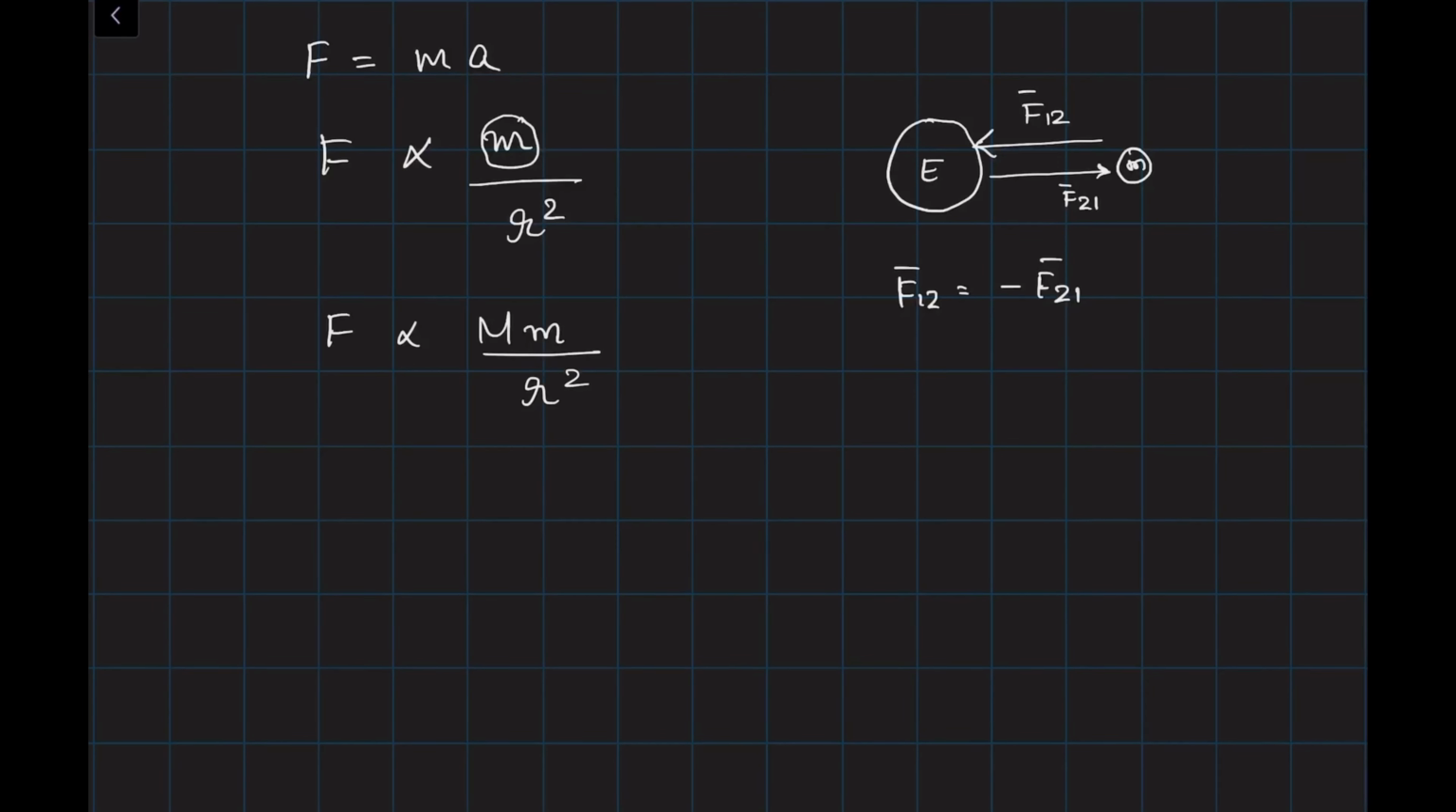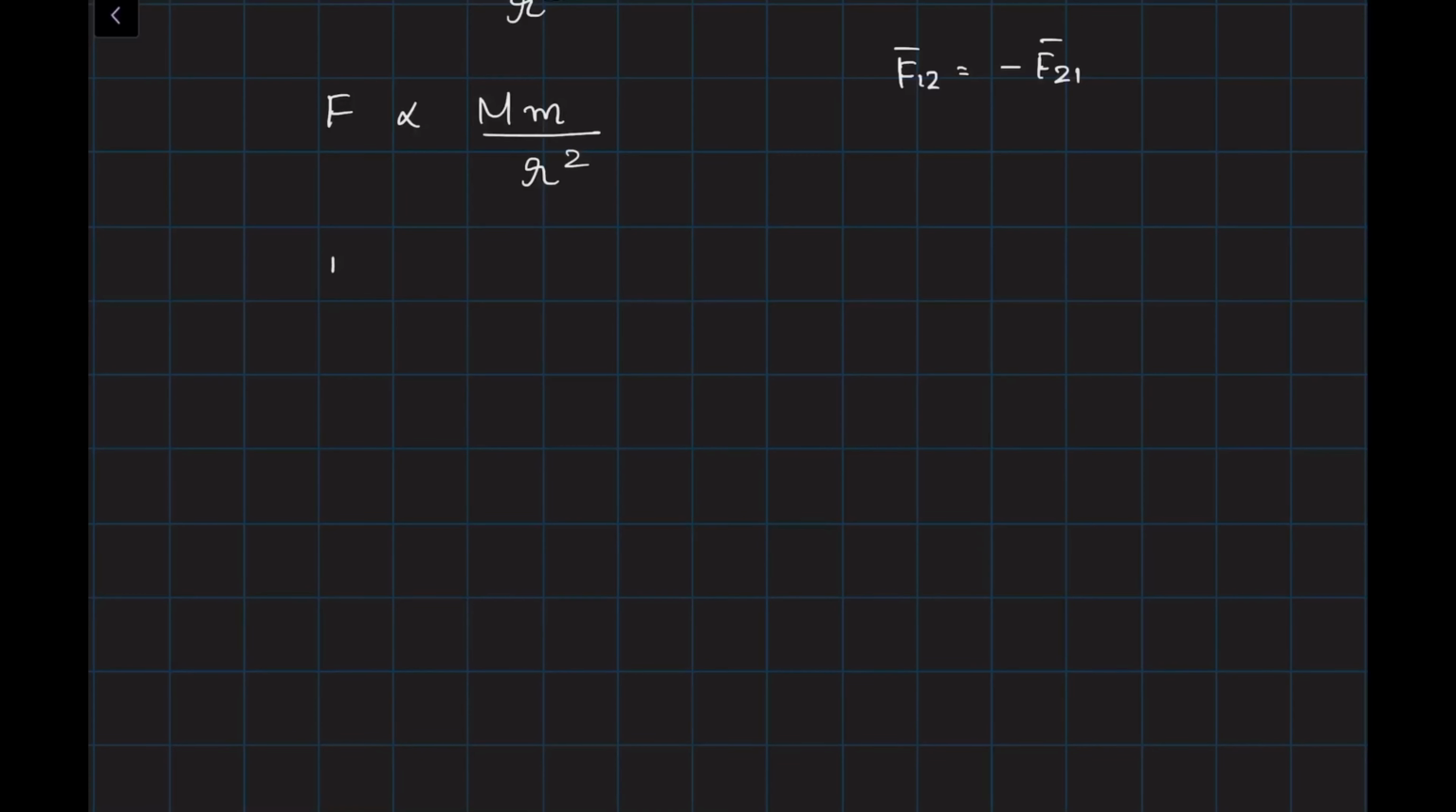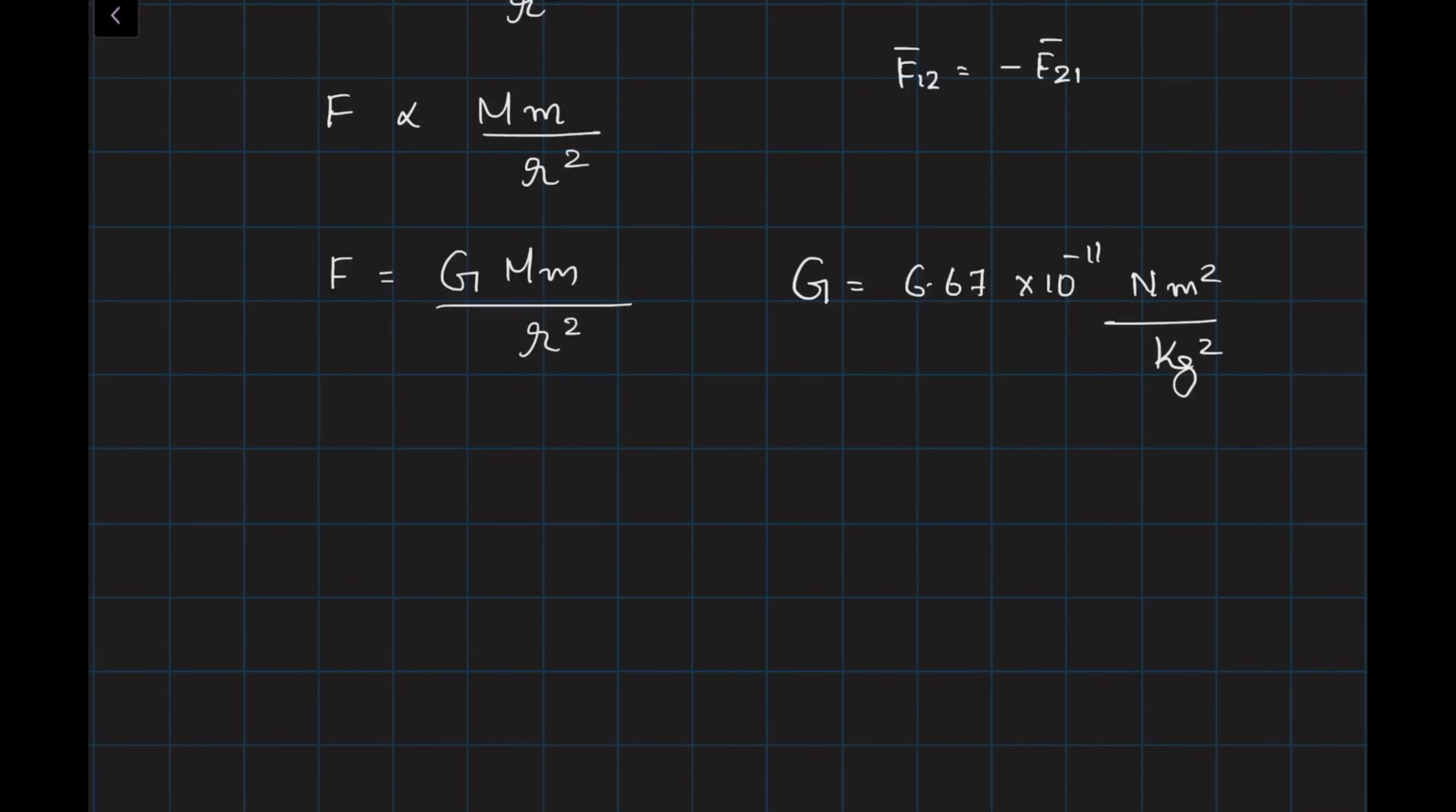Thus it becomes F proportional to capital M into small m by R square, from which you can derive the universal gravitational constant, which is F equal to G times capital M small m divided by R square, from which you get the value of capital G, which is equal to 6.67 into 10 to the power minus 11 Newton meter square divided by kilogram square, which is the unit of the universal gravitational constant. Thus, Isaac Newton formulated the fundamental law of gravitation, or the universal law of gravitation.